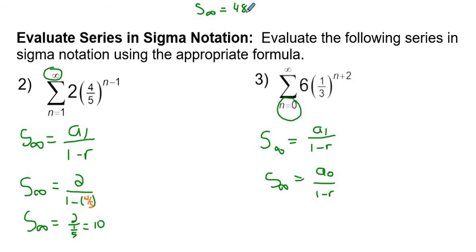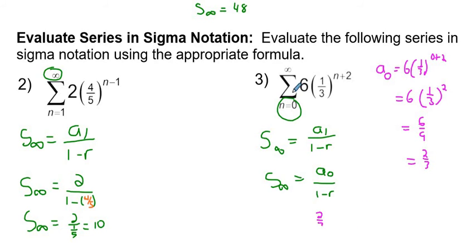So how do I find A0? What I do is I come over here and I just do the work, right? 6 times 1/3 to the 0 plus 2 is really 6 times 1/3 to the second power. If I want to type that in Desmos, I can. I would just get 6 times a ninth, or 6/9, which is equal to 2/3. All right, so I can put that in right there.